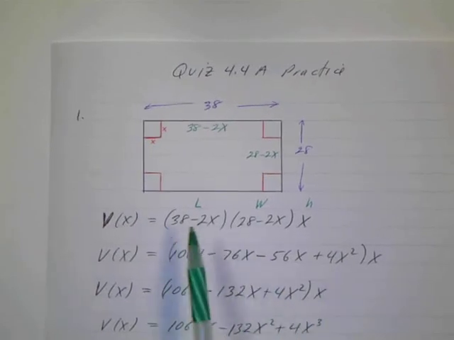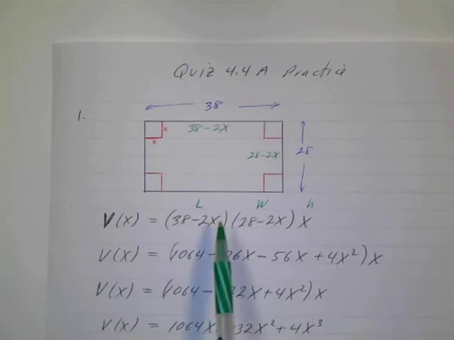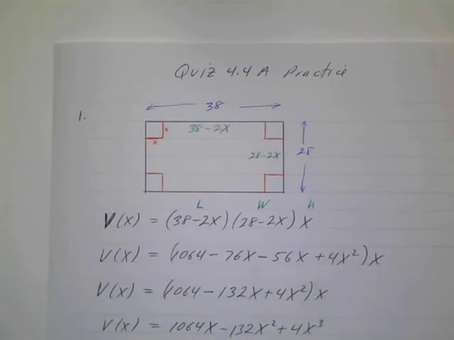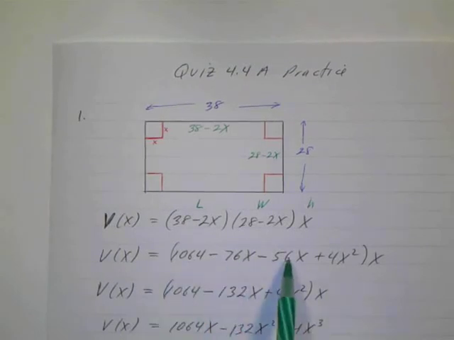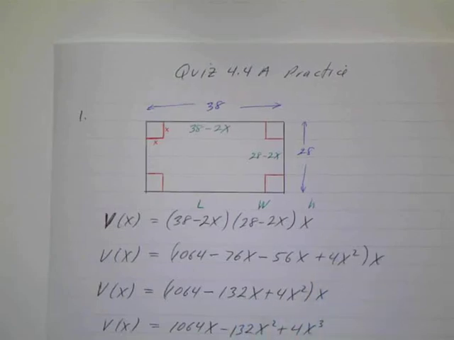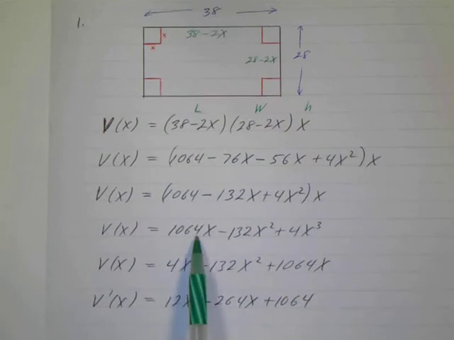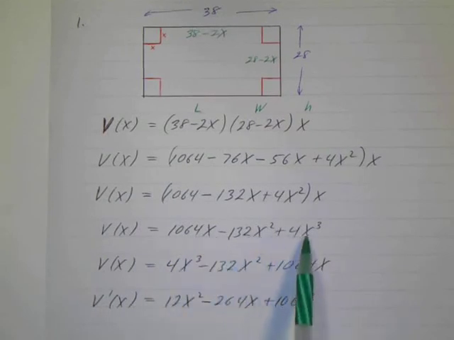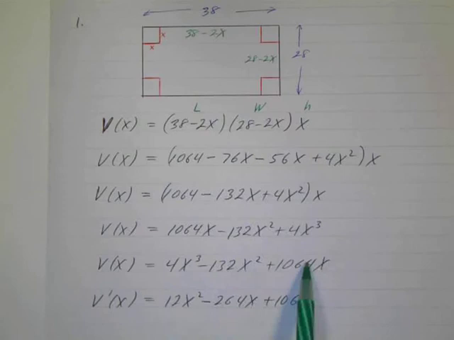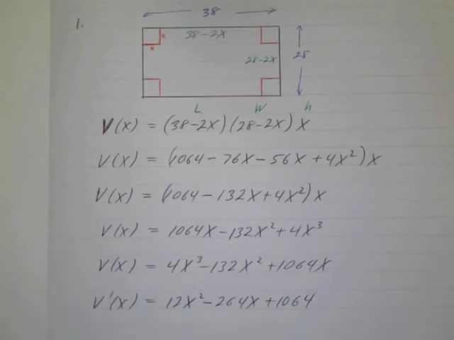Now I had to do this on the calculator, so I multiply this out. 38 times 28 is 1064, negative 76x and negative 56x, and plus 4x squared, and then times x, which is the height. Then we can combine these, so we get 1064 minus 132x, since 76 and 56 is 132, and plus 4x squared, times x. I multiplied by the x, distributive property, and got 1064x minus 132x squared plus 4x cubed, and then I just wrote it in descending powers, and there's my volume.